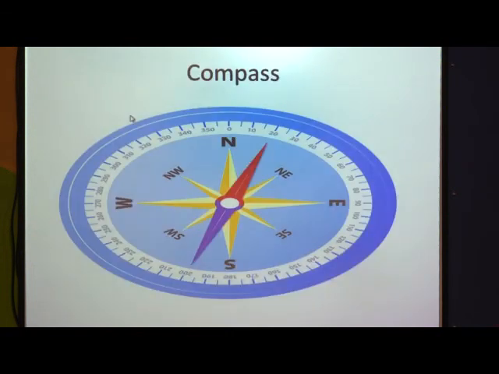Then we have seen the compass. What does this compass have? It is an instrument used to find the main direction. It has a magnetic needle that will always point to the north and south direction. Sometimes you even have a compass in your pencil box, right.